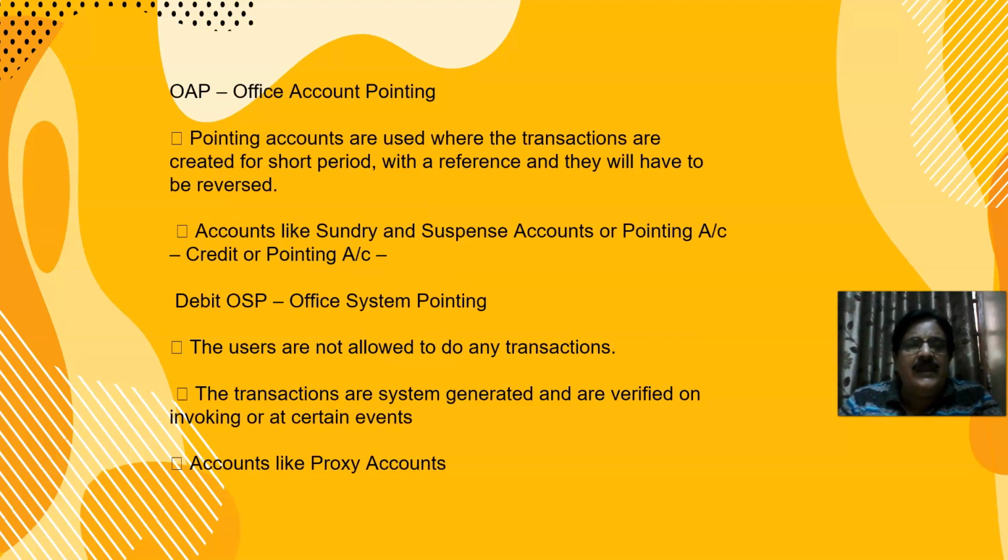So we discussed OAB, office account basic. Now we are discussing office account pointing. Pointing accounts are used where transactions are created for a short period, right? With reference, and they will have to be reversed. Suppose a customer came to deposit a certain amount in his account, and by mistake he deposited excess cash. The teller also missed the detail, or he entered the denomination right but delivered the cash in excess, or he entered the detail less and he tendered more cash. So that excess cash will have to be parked by the teller into the sundry account before day end, right?